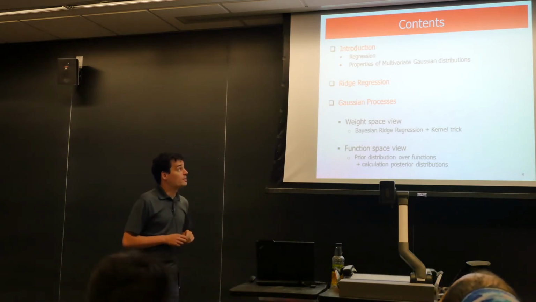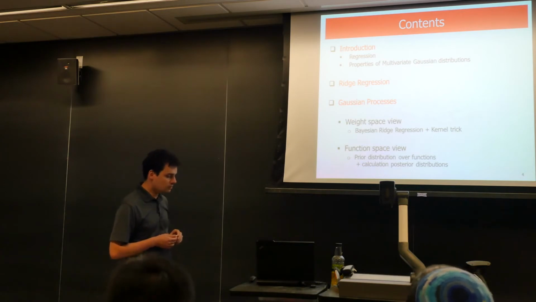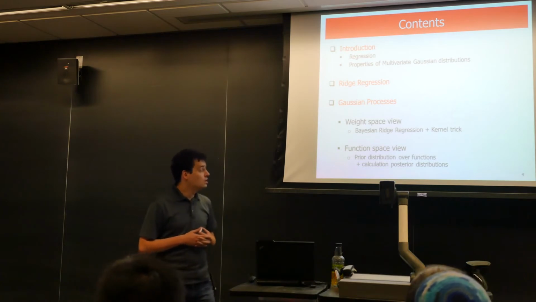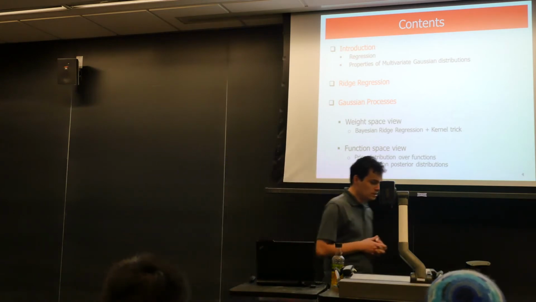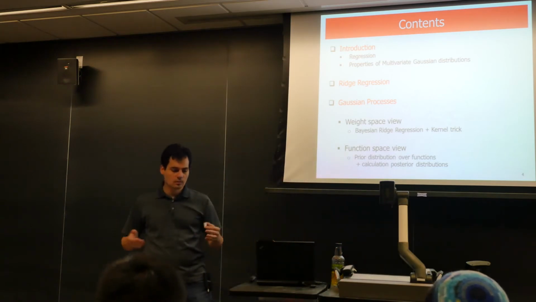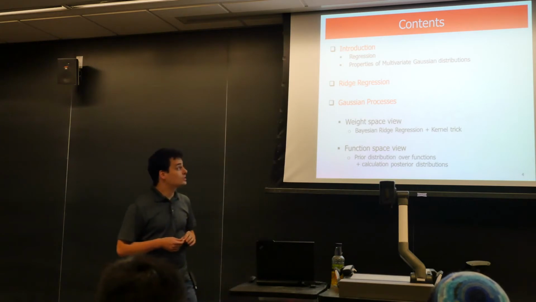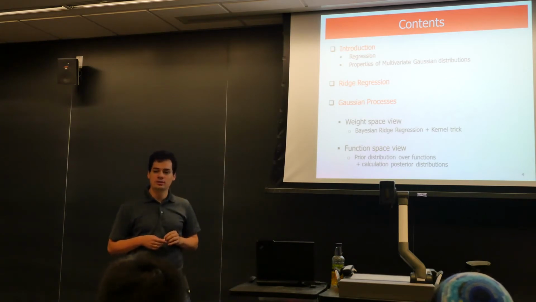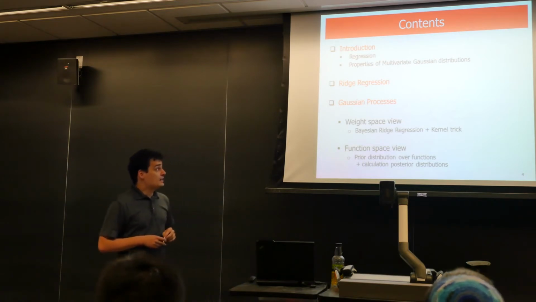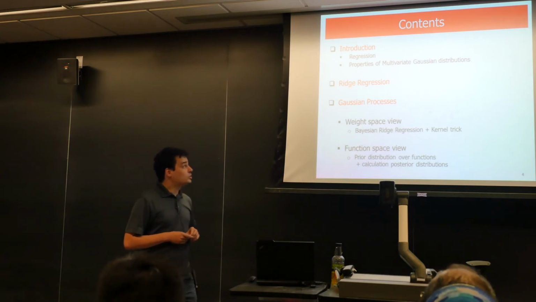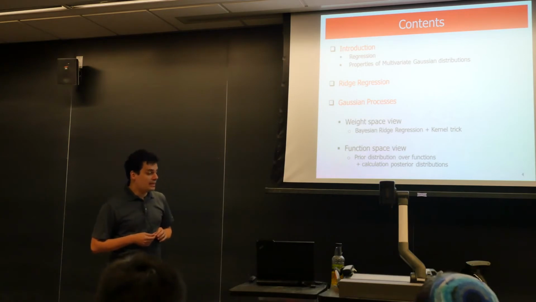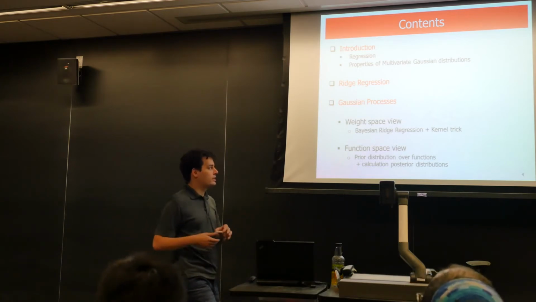Okay, so the plan is that we discuss what kind of regression problems we exactly want to solve today. And it turns out that to handle these kind of regression problems, we will need to know some properties of multivariate Gaussian distributions. So we will discuss some properties of multivariate Gaussian distributions. And we will also need some properties of ridge regression. So we will discuss ridge regression as well. And then we will start discussing Gaussian processes for regression.